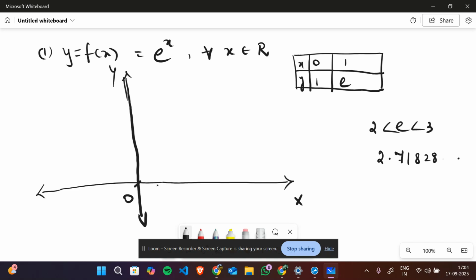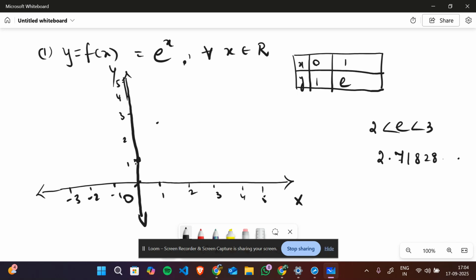So 1, 2, 3, 4, 5 here, and here it is 1, 2, 3, 4, 5, and here it is -1, -2, -3 and so on. Now, when x is 0, y will be 1. When x is 1, it is e, which lies between 2 and 3, that is 2 point something. When x is 2, it is e to the power 2, 2.7 the whole square. So it may be higher values. The graph goes like this.